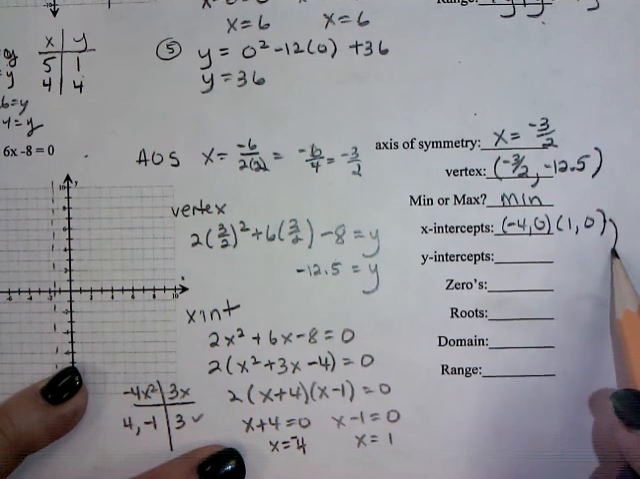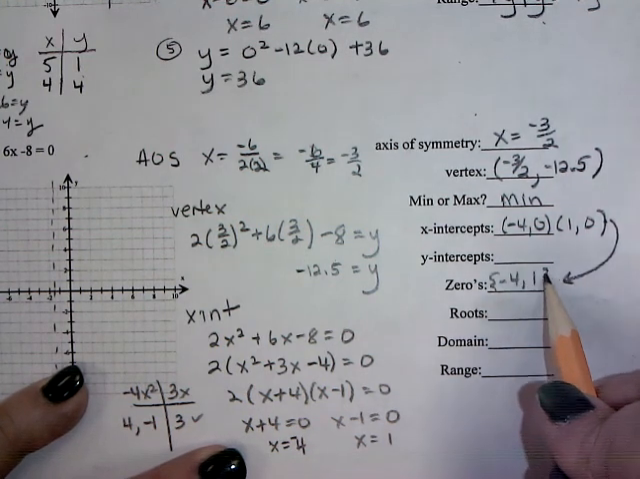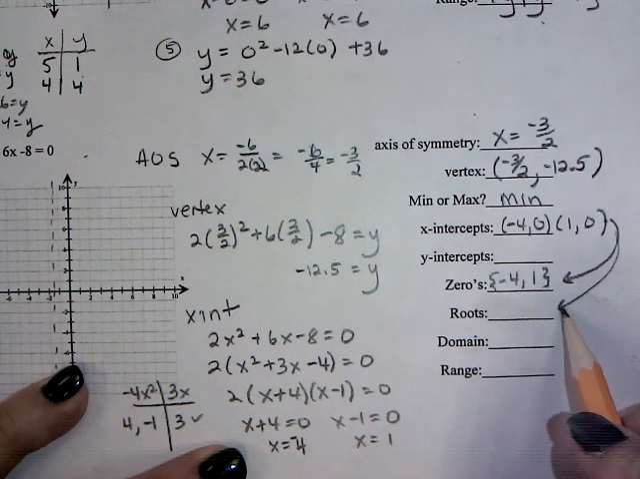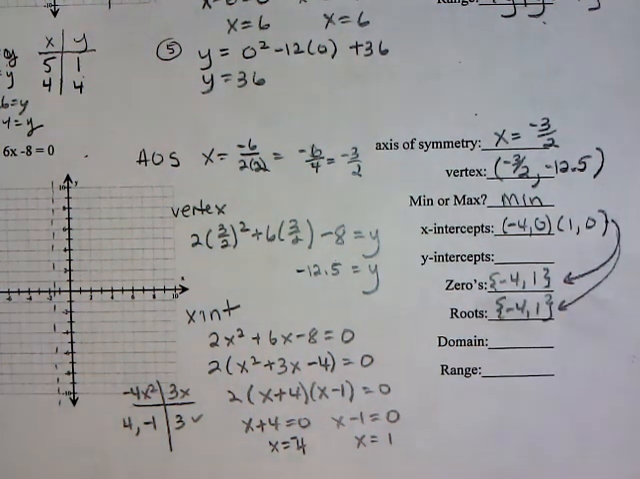Again, coming straight down, my zeros are negative 4, 1. My roots, negative 4, 1. And again, I don't know if the zeros have to be in set notation, but I'm just throwing them in there. The roots have to be.